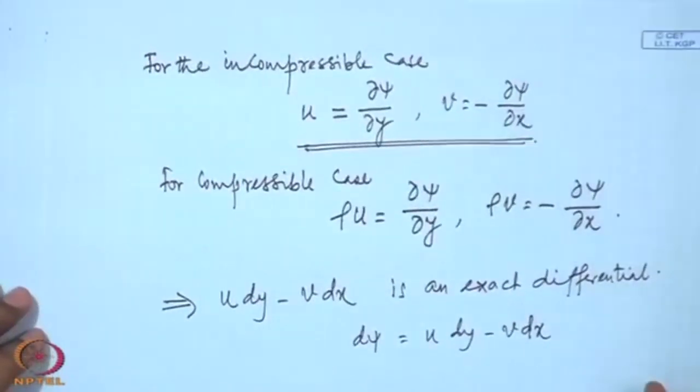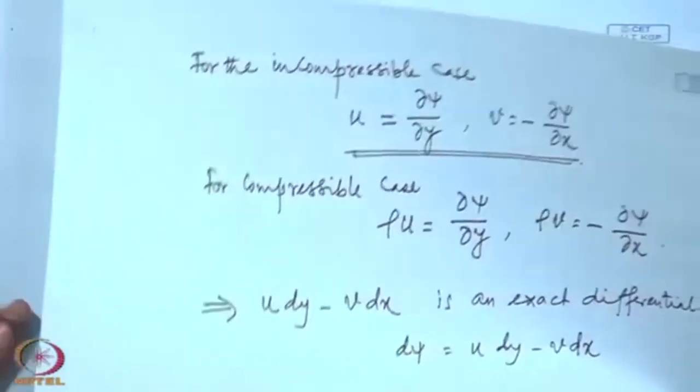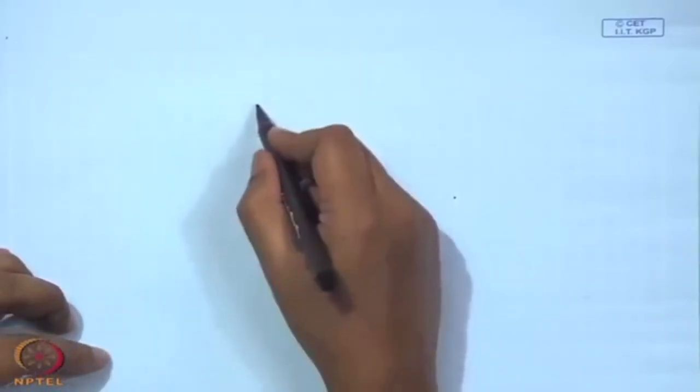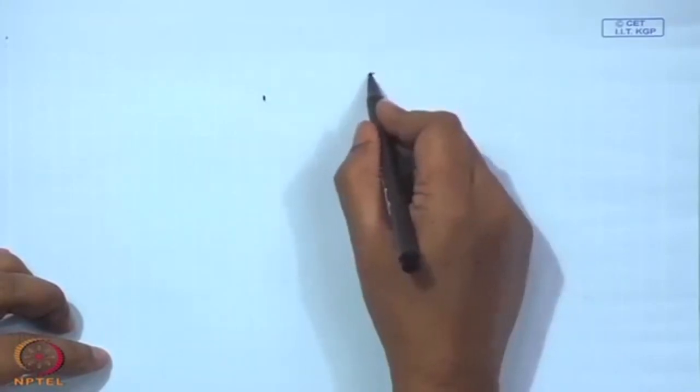Then integrating this equation between two points in the flow, say the two points we denote by O and P, and P is the point x y, say point O and point P.